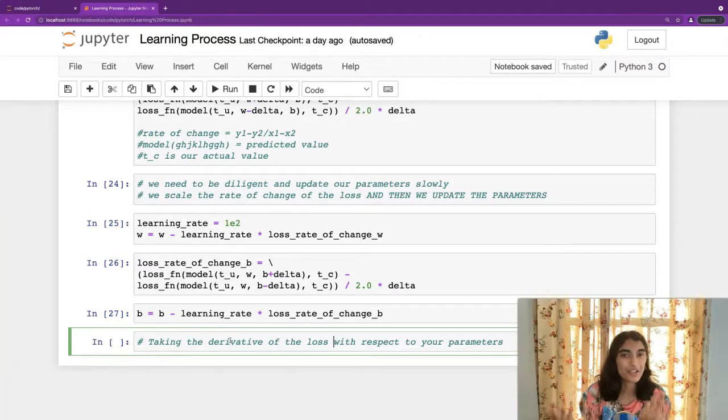And I know you need 2 points to get a slope, but you just find the tangent line to that curve, that point on the curve, and the slope of that tangent line is the derivative. So we're going to be taking the derivative of the loss with respect to your parameters.